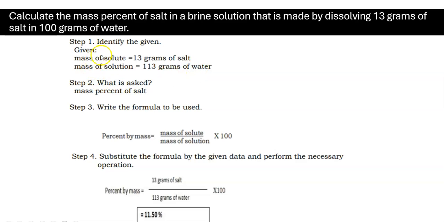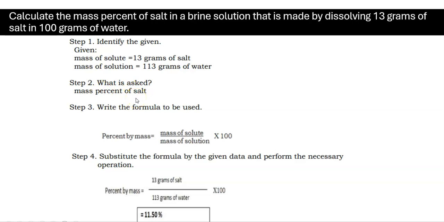For step 1, let's identify the given. Again, the mass of solute is 13 grams of salt. For the mass of solution, you are going to add the 13 grams given and the 100 grams of water to make it a solution. So we have here 113 grams of solution. What is asked? It's the mass percent of salt.